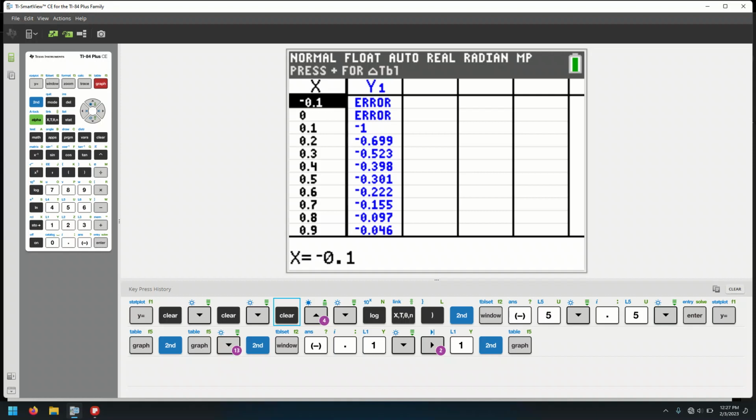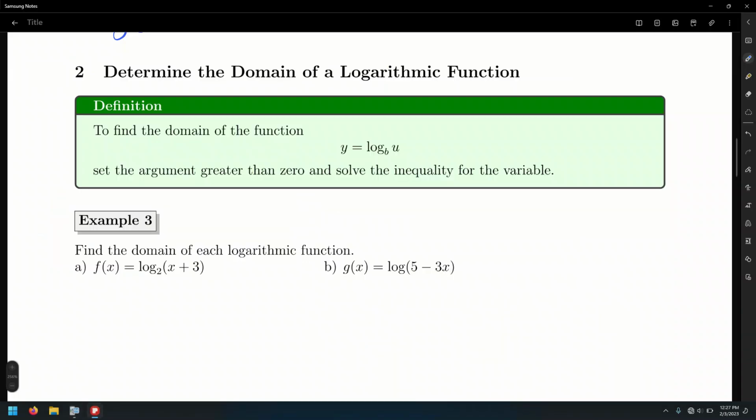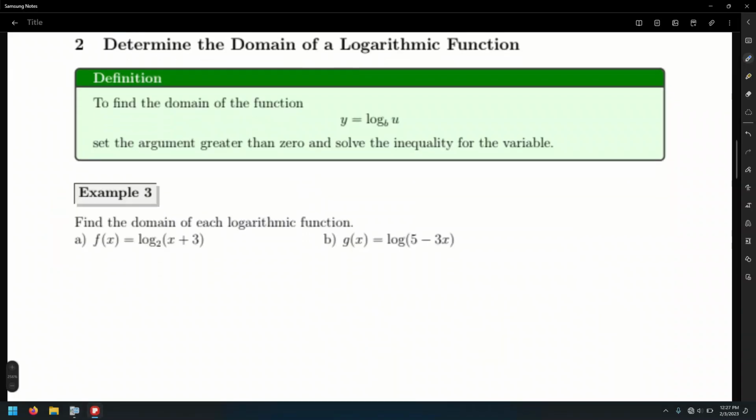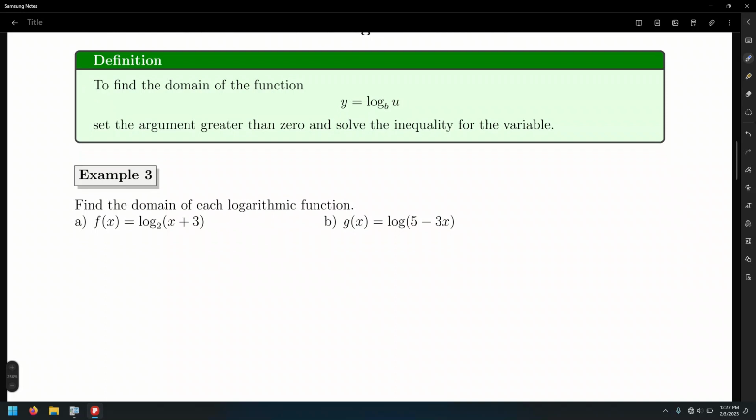Then we don't include the 0. We cannot find the logarithm of 0 regardless of the base, and no logarithm of a negative number, also regardless of the base. But again, complex analysis, that's going to be a whole different story. But in the meantime, let's find domains of logarithmic functions.